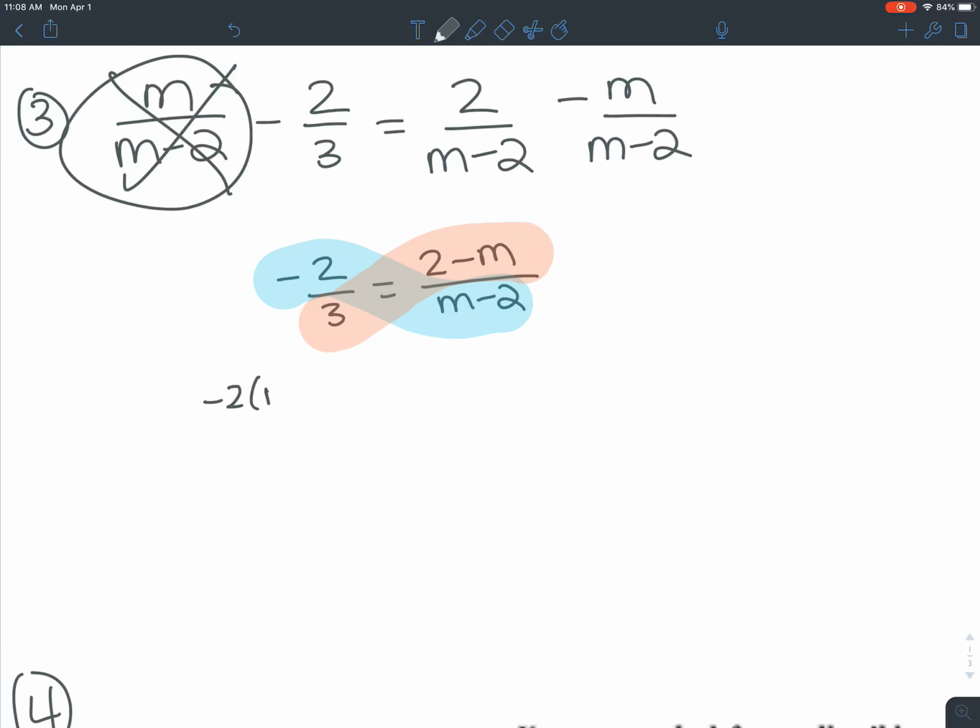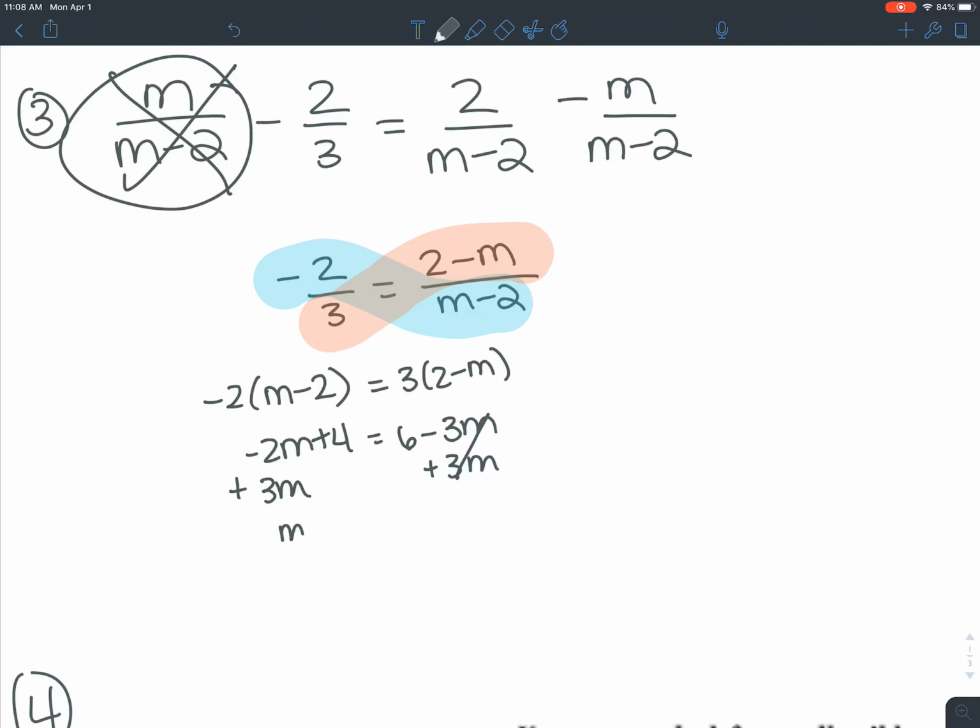So negative 2 times m minus 2 is negative 2m plus 4 equals, and then 3 times 2 minus m is 6 minus 3m. If I add 3m to both sides, then I get m, and I'm going to go ahead and subtract 4 from both sides. So m equals 2.